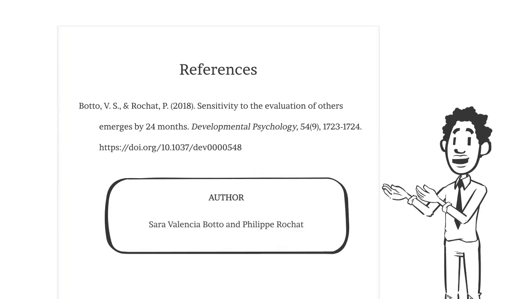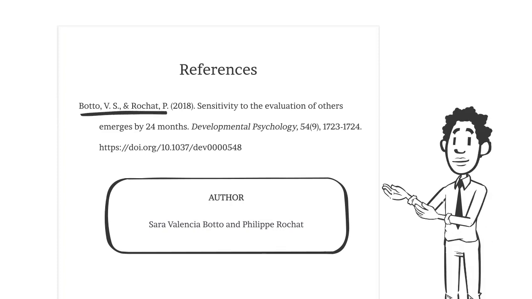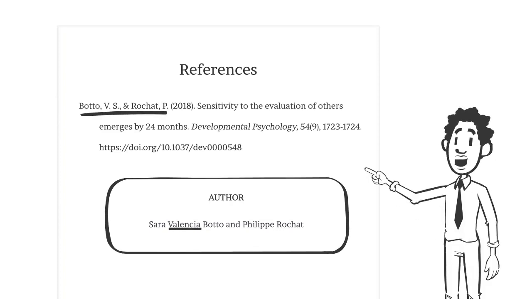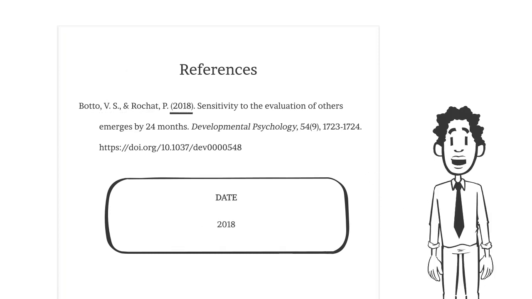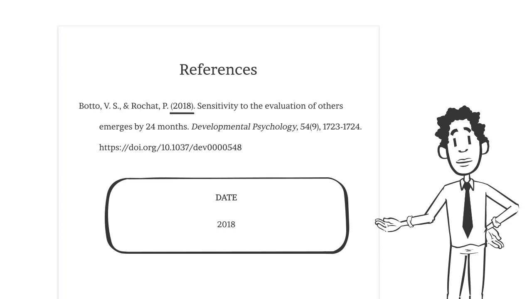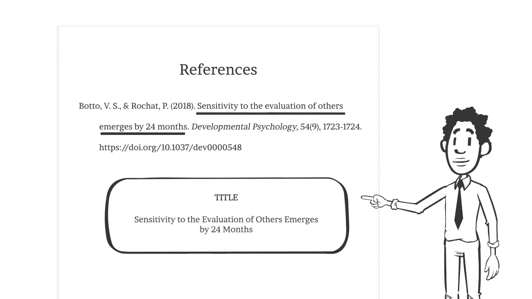When you're listing your author's name, you want to invert it. Last name followed by the initials. If there's a middle name, add the first initial only, then the first initial of the author's first name. Use the ampersand if you have 2 or more authors listed. The author is followed by the date of when the work was published. The date is then followed by the title of the resource.